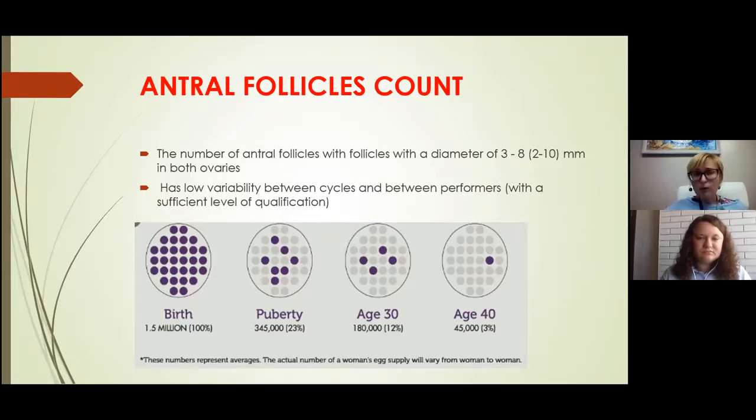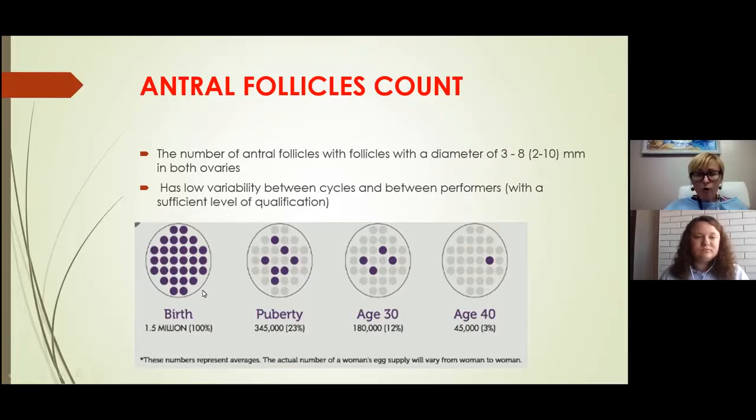And it is very important to do this antral follicle count at the beginning of each stimulation, and like that make some prognosis about this cycle, about the success of this stimulation.